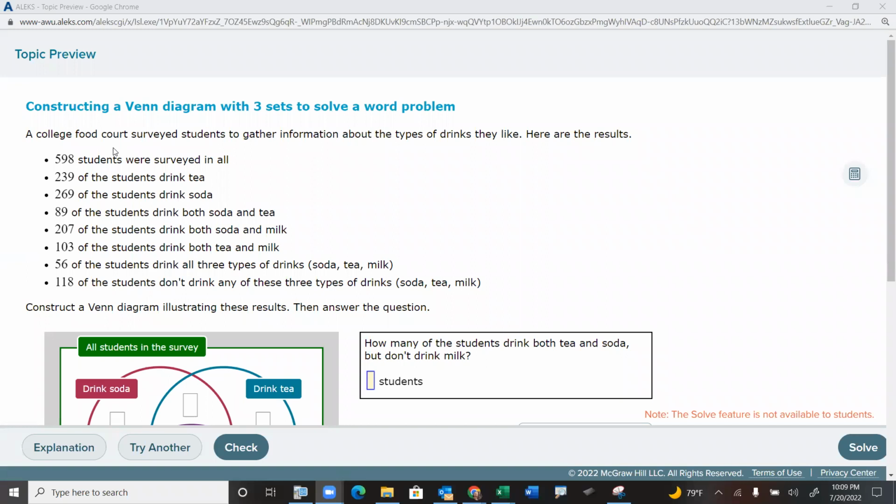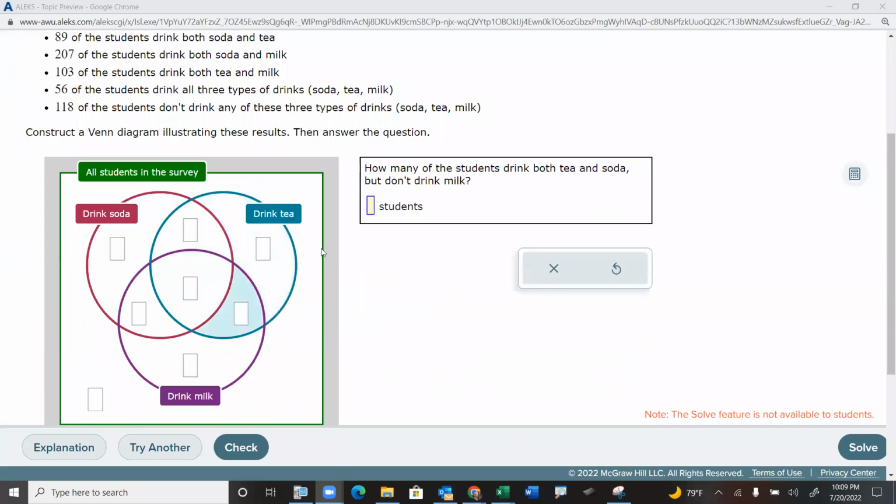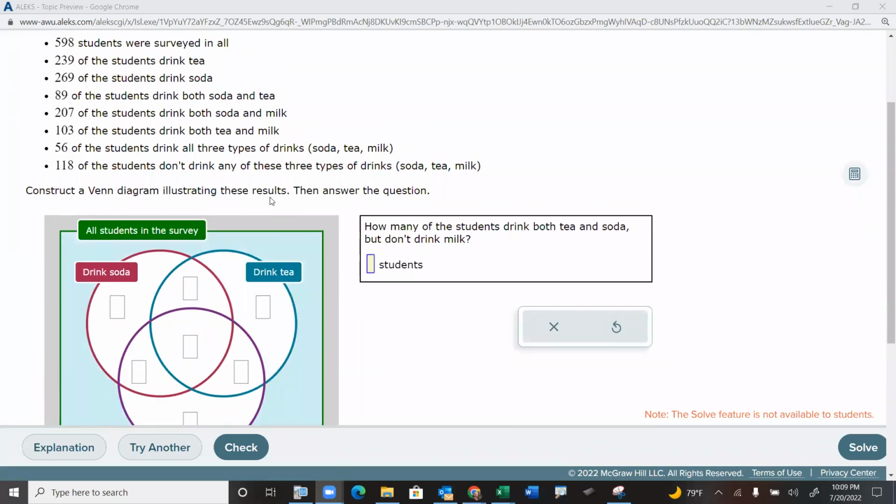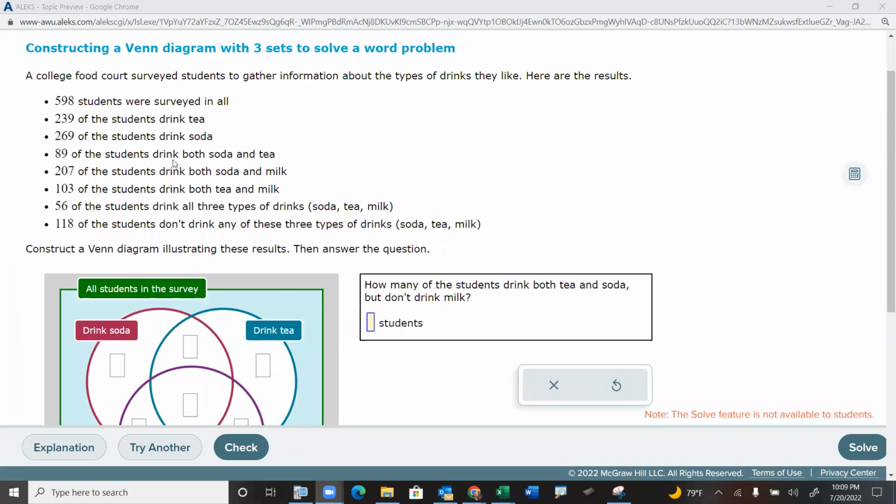Okay, on this one, we're again going to be filling in the boxes, but it's a little trickier than the last one. Okay, but I mean, certainly doable. So they say a college food court surveyed students to gather information about the types of drinks they like.